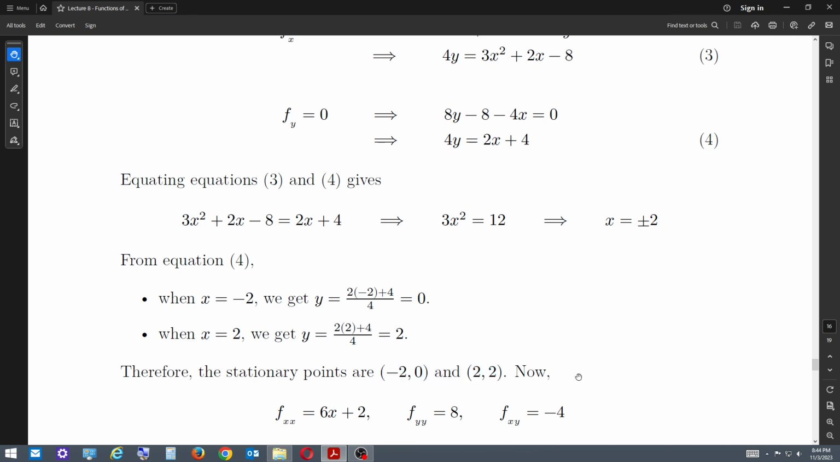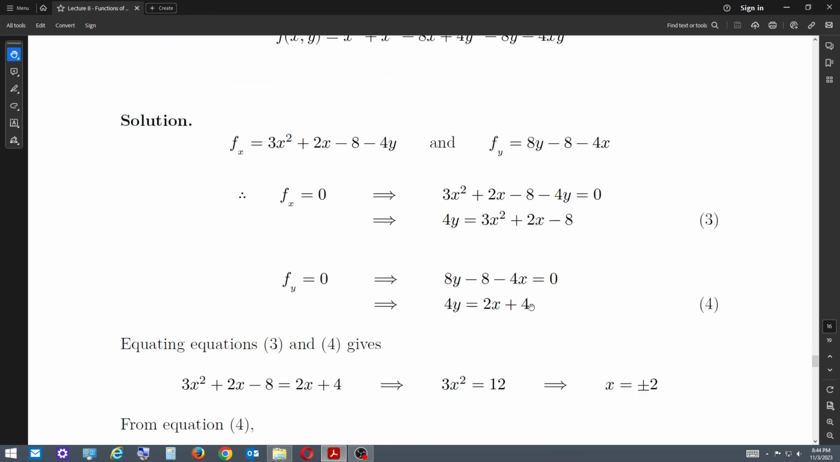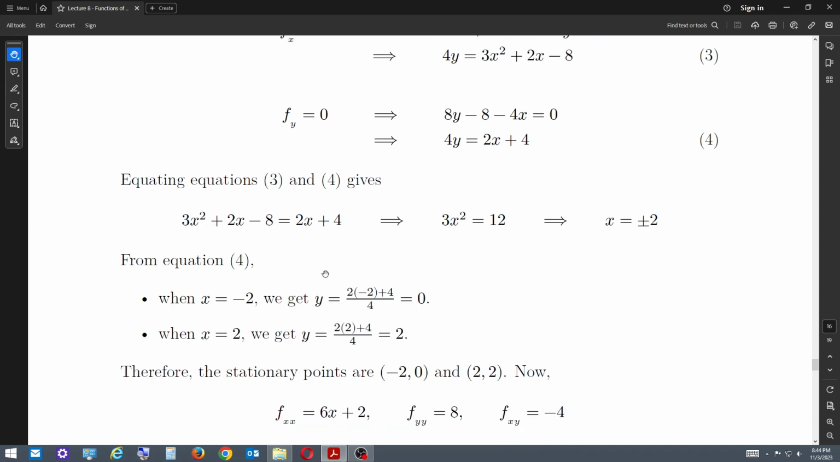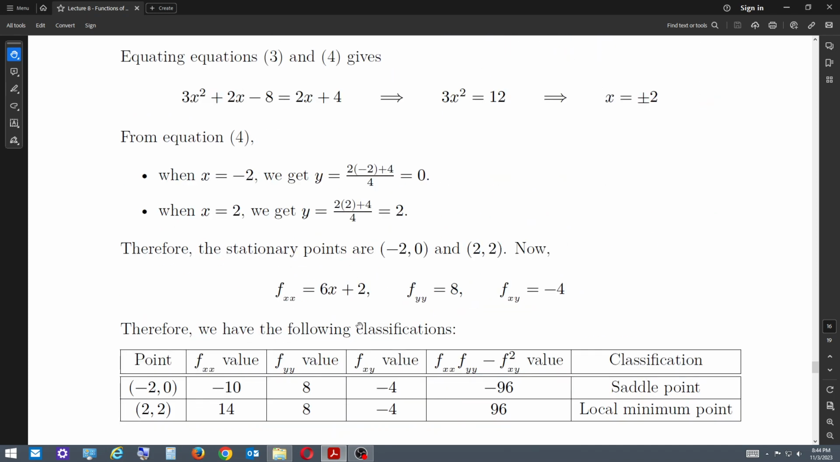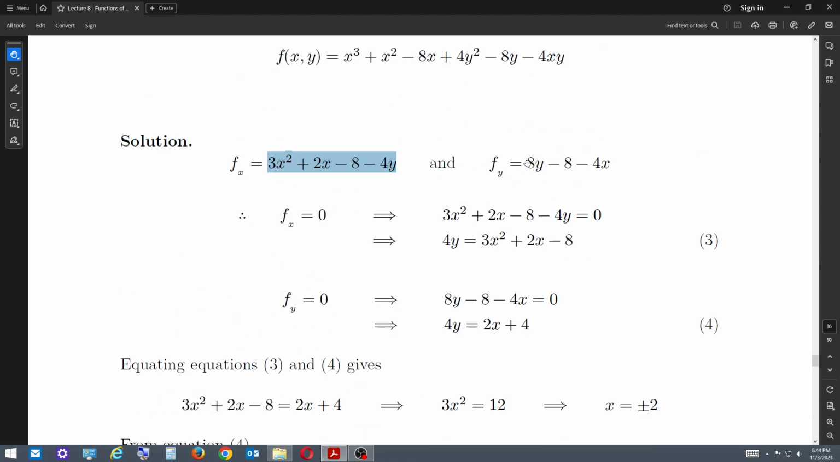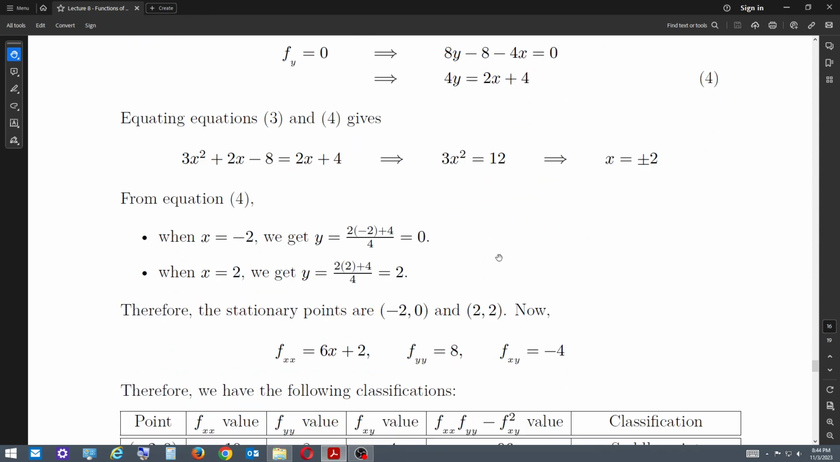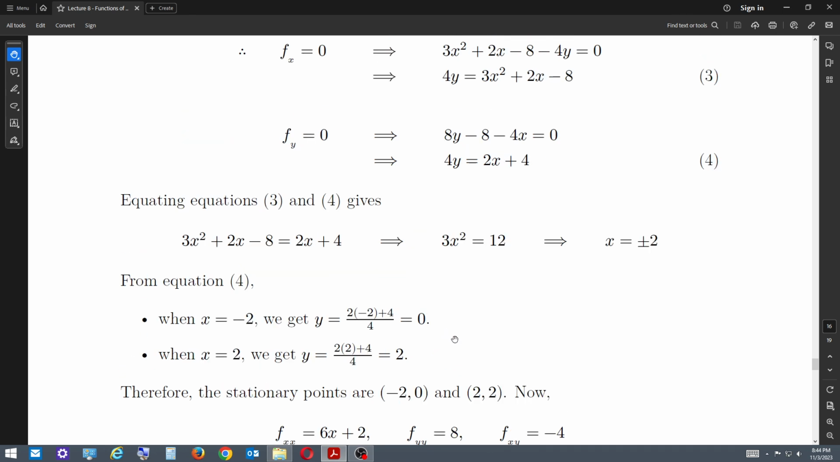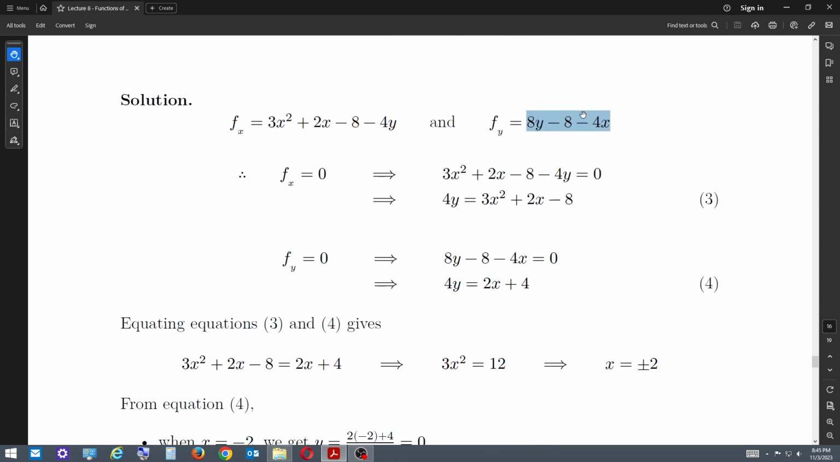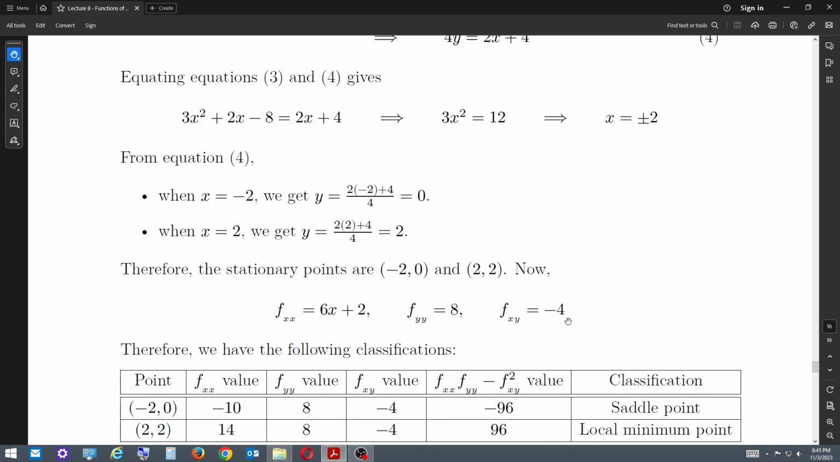Alright, classification, same process again. We find the second partial derivatives. So we take this one and differentiate with respect to x again. That gives us this expression. Take this, differentiate with respect to y. That just gives us 8. And then we take this and differentiate with respect to x, and that will give us negative 4 for this.